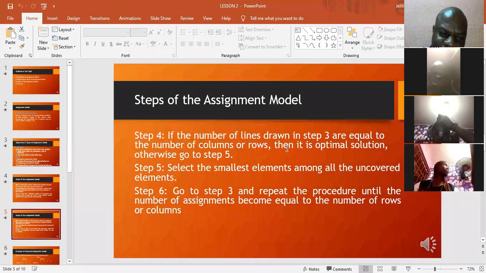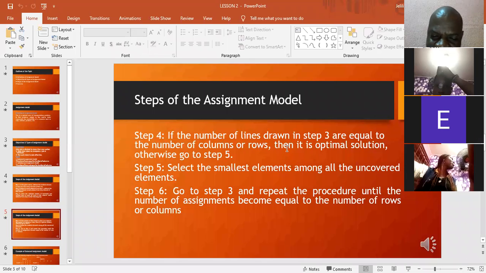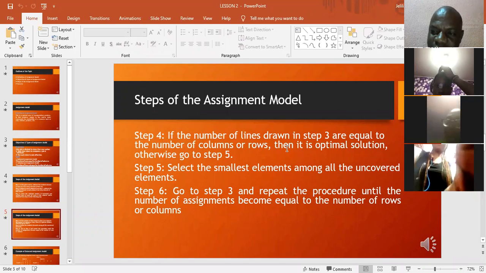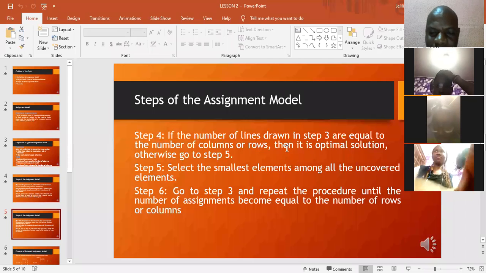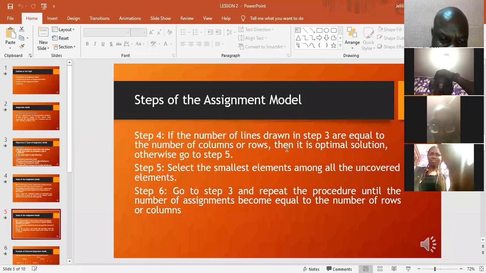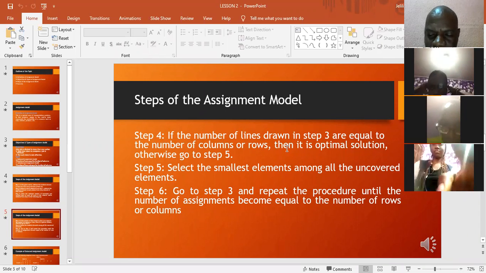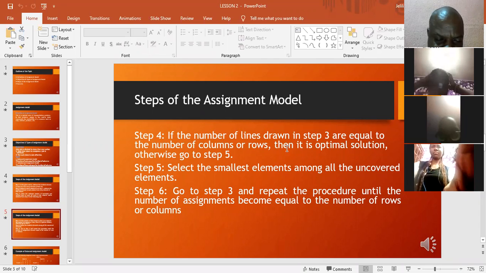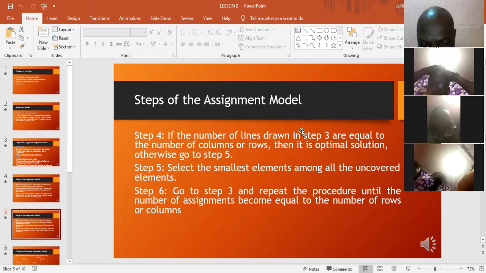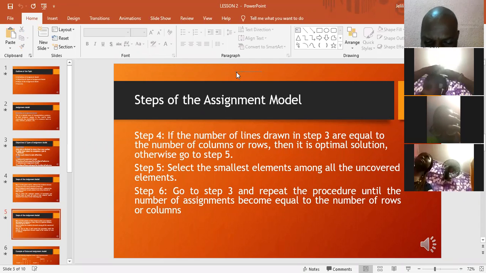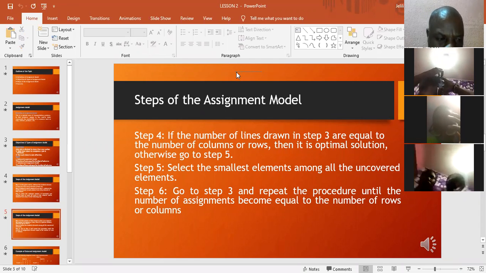Now, let's look at step 4. If the number of lines drawn in step 3 is equal to the number of columns or rows, then it is the optimal solution. Otherwise, we go to step 5. Step 5 says, select the smallest element among all the uncovered elements. While step 6, which is the last one, says go to step 3 and repeat the procedure until the number of assignments becomes equal to the number of rows or columns.